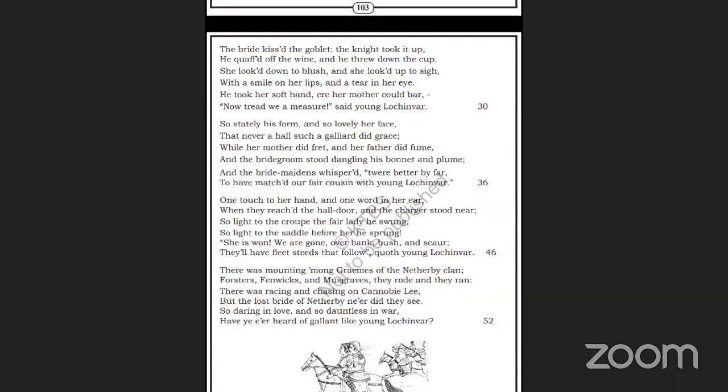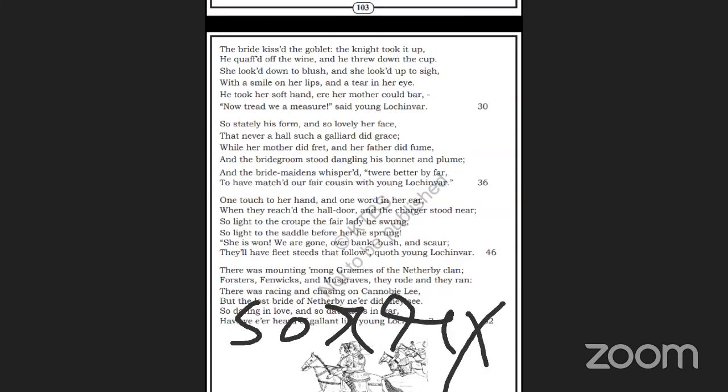While her mother fret and her father did fume. See, these were the feelings of Ellen's parents. Mother was terribly angry and father was equally furious.